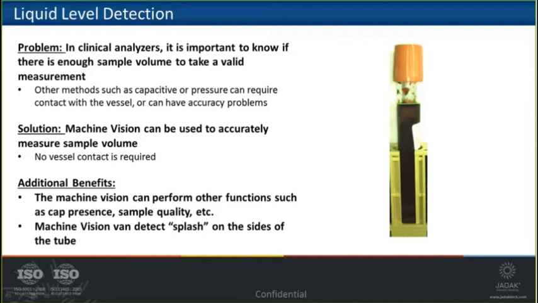How far do you have to reach into that test tube? In addition, as you can see by the little graphic I just brought up, we can get very refined here and measure the amount of splashing of the liquid on the sides of the test tube. We can detect things like froth or bubbles. I'll go into that a little bit more on the next slide. So those are all very common functions where we see machine vision being used.